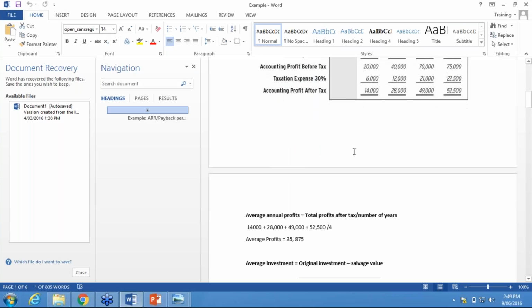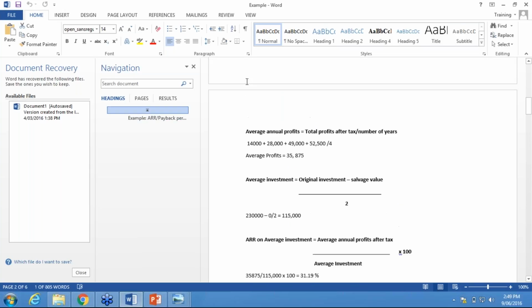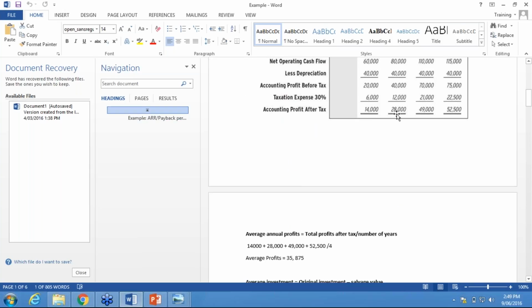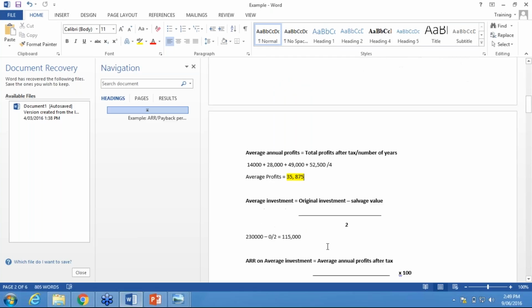Okay. Now I'm using the formula. We know that this is average profits over average investment. So first, we need to find out average profits. Look at the profits, 14,000, 28,000, 49,000, 52,500. So we need to find the average. So 14 plus 28 plus 49 plus 52.5 divided by number of years, that is 1, 2, 3 and 4. So you will have average profits of 35,875. And the question was asking you to calculate this on average investment.